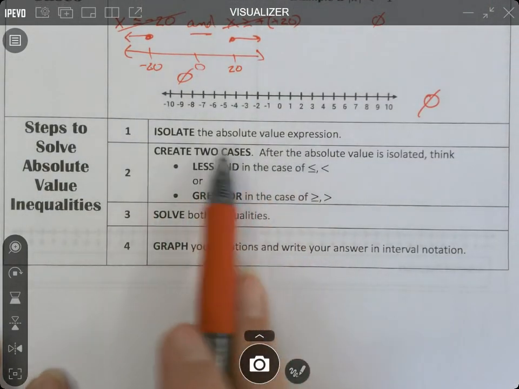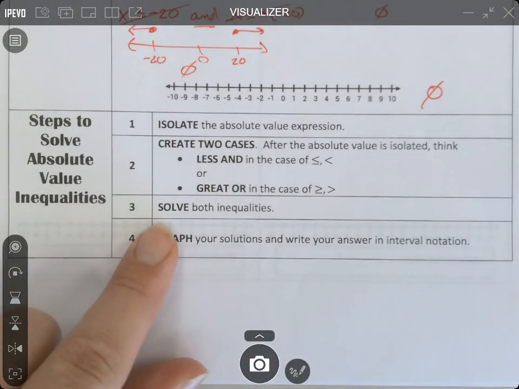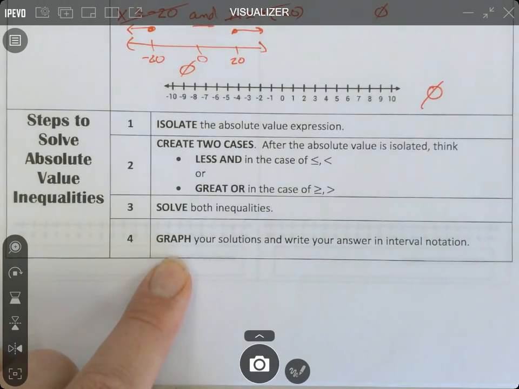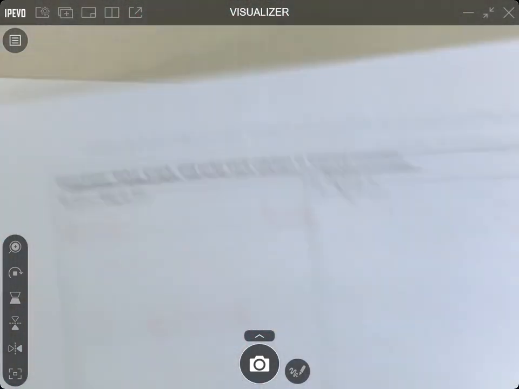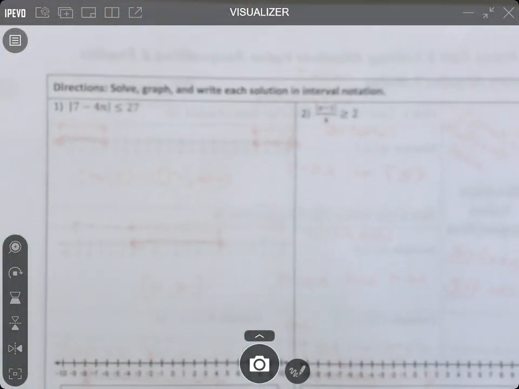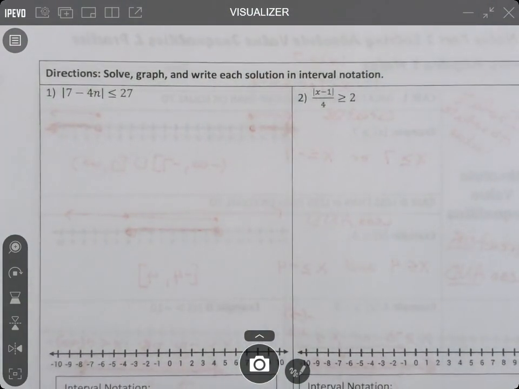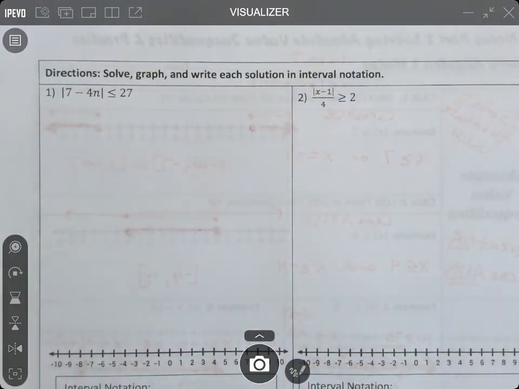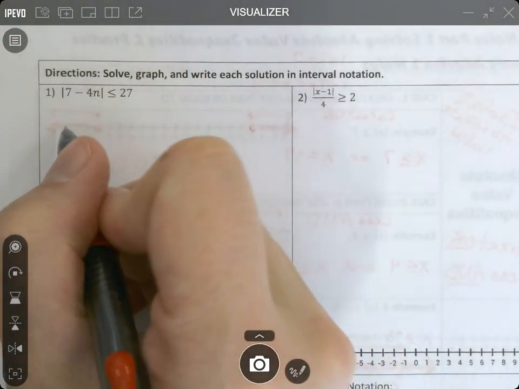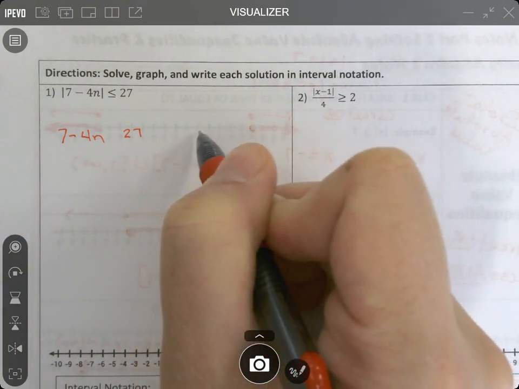Okay, so let's get into really solving these. First, isolate the absolute value. Then determine less and, great, or. Do you see it down there? Solve both inequalities, graph your solutions, put your answer in interval notation. But the graph we're testing. Okay, so here we go. Number one, is it in focus? There it is. First, do we need to isolate anything? It's already done, agreed? What's inside the absolute value never changes. It's like a little armored car. You don't change the signs, you don't change anything. So I have what's inside, 7 minus 4n, compared to 27. Is it an and or an or statement?